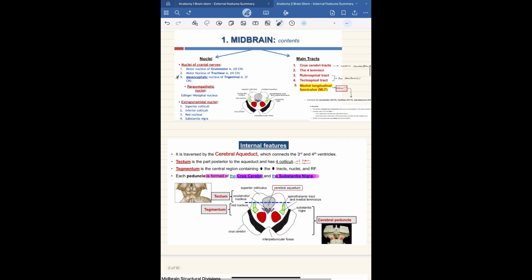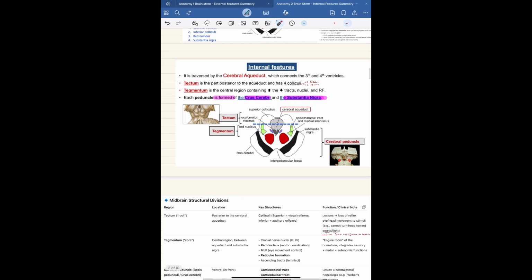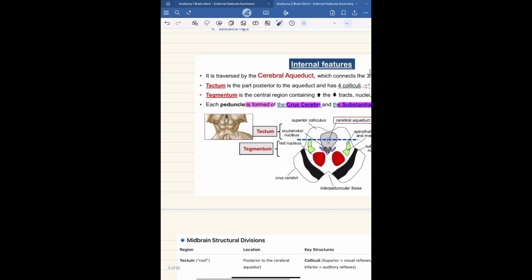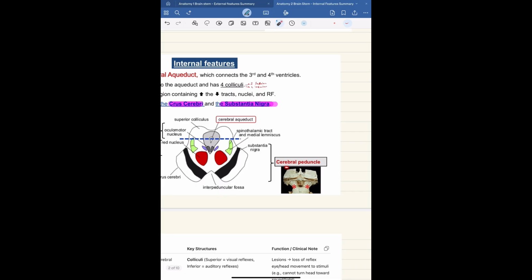Okay, we've got a good overview of the midbrain. Let's take a look at the actual cut section. Before that, the cut section is divided into tectum, tegmentum, and the cerebral peduncle.